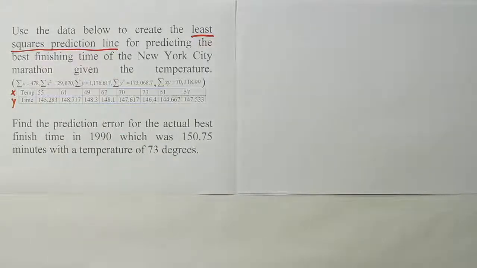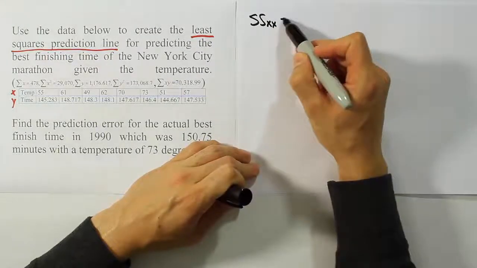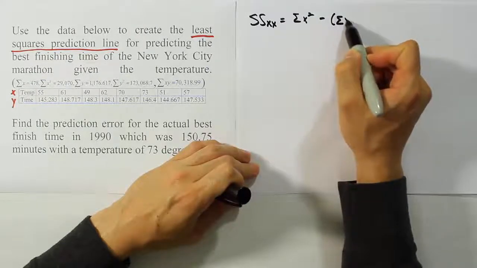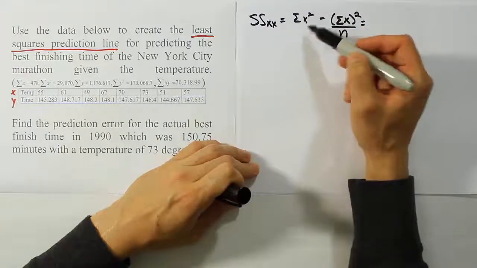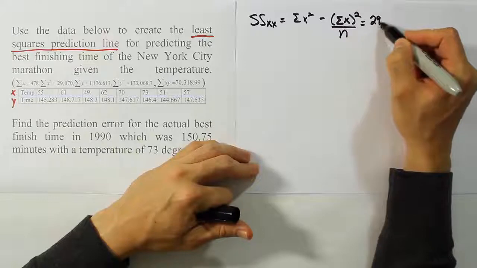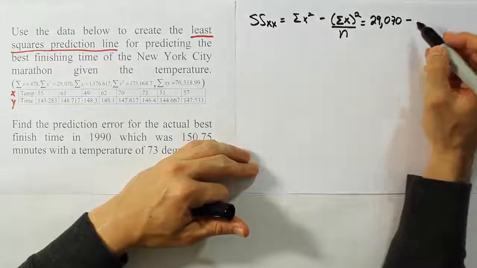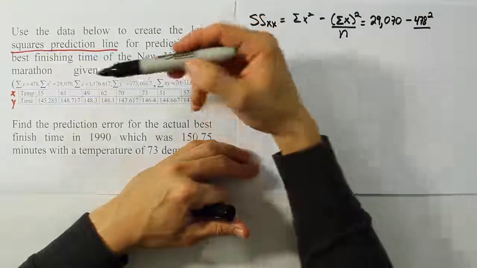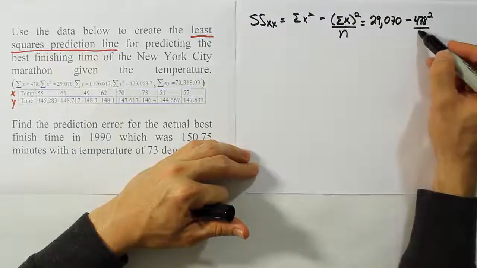The first thing you want to do when you do the least squares prediction line is to come up with the sum of squares for the x values, right? And that quantity is basically going to be the summation of x squared minus the summation of x, quantity squared, over n, the number of ordered pairs we had. Now, in this problem, the summation of x squared is nicely given to us here. It's 29,070. So 29,070 minus the summation of x quantity squared, that's 478 squared, over n, the number of values in the set. So we have 1, 2, 3, 4, 5, 6, 7, 8. 8 values in this problem in the data set.